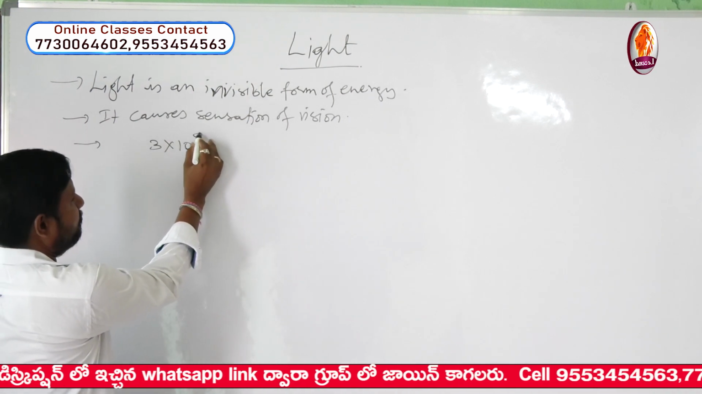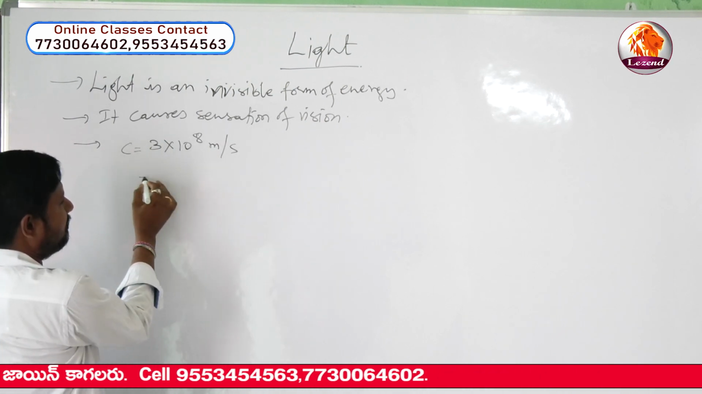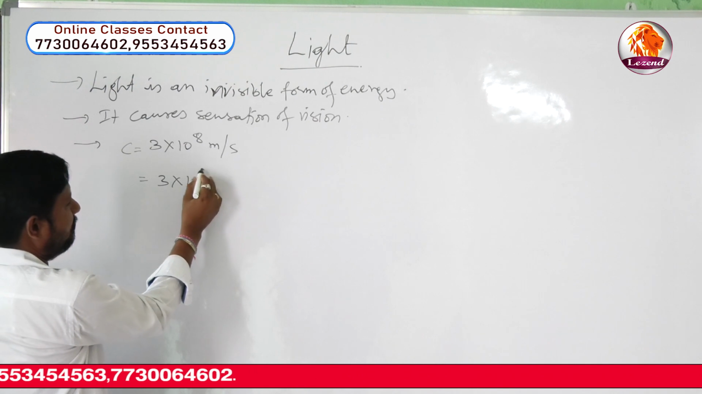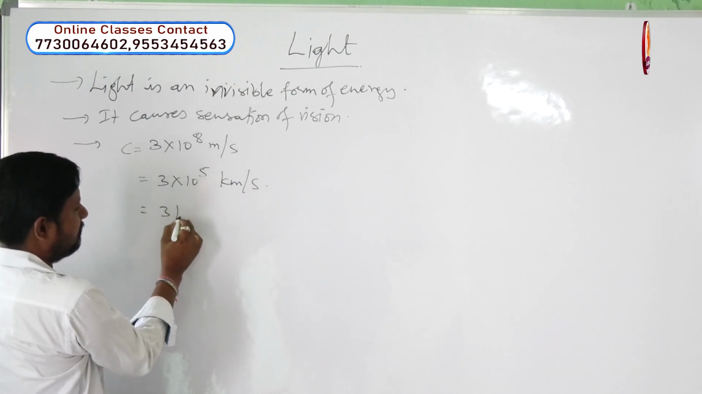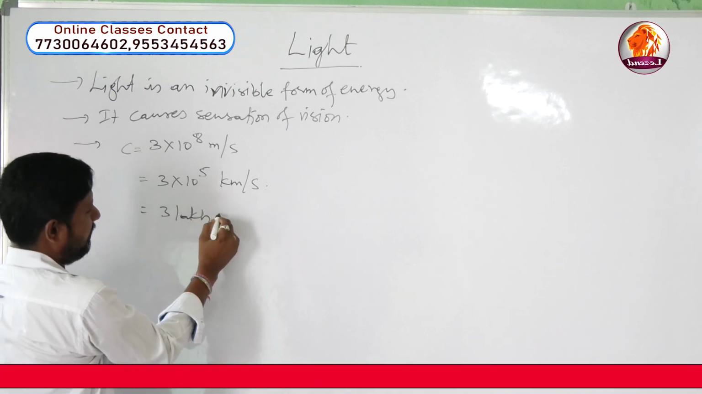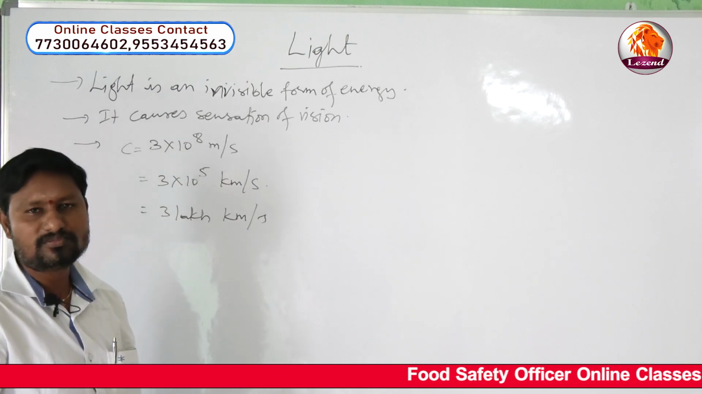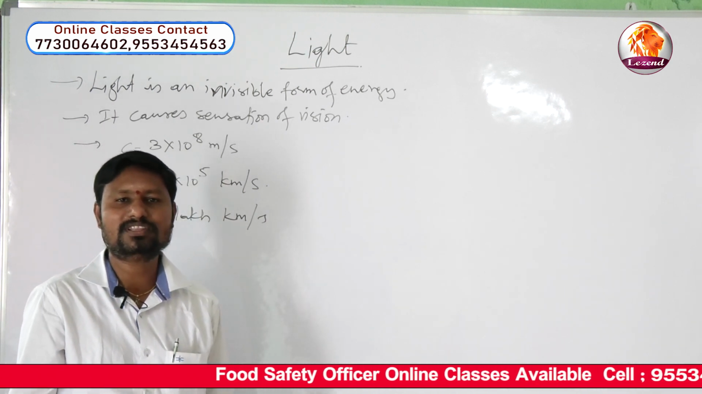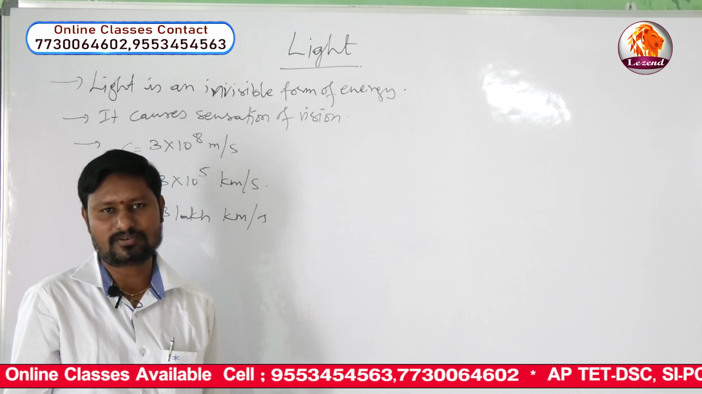3 into 10 to the power of 8 meters per second, or we can also say 3 into 10 to the power of 5 kilometers per second, which is 3 lakh kilometers per second. So no object in the universe travels with the speed of light. This is the highest speed maintained by light.